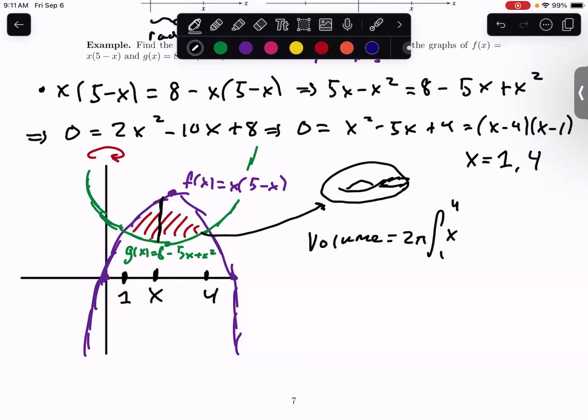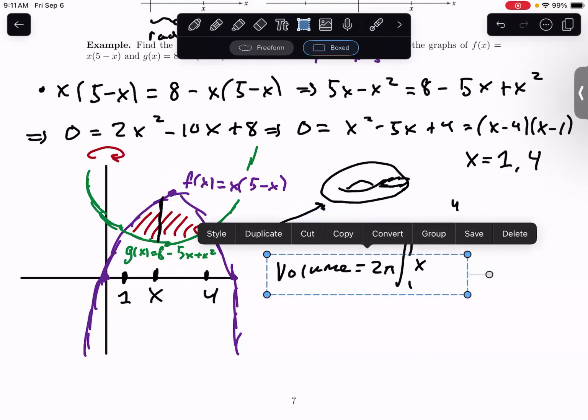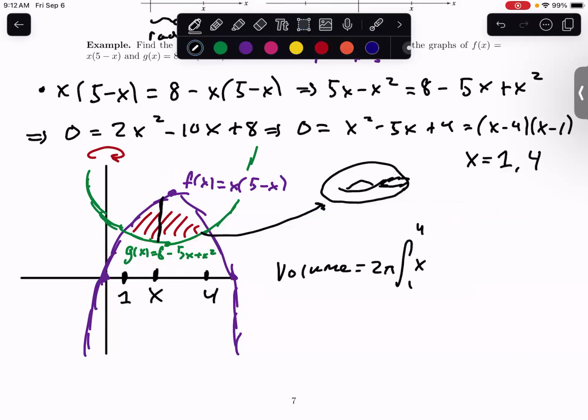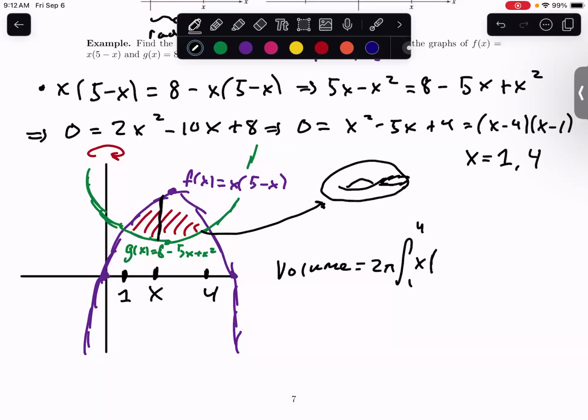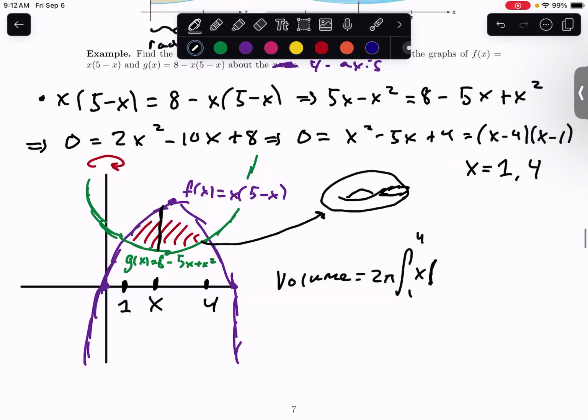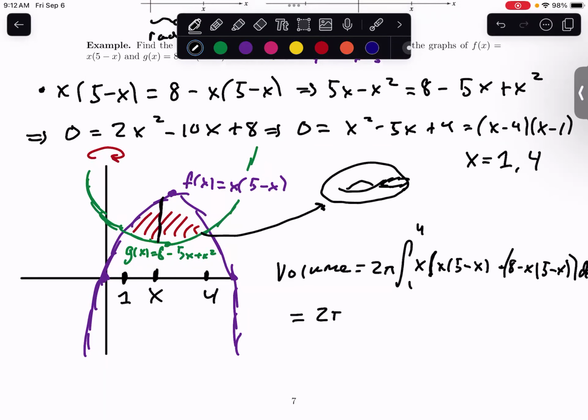And so this is going to end up being equal. So I'll write it out in this way first, and then I'll simplify, just to make sure everything's clear. Right, so this is going to be parentheses, we have f of x minus g of x. So this is going to be x times 5 minus x subtracted by this 8 minus x times 5 minus x dx. And so if you simplify, like you combine like terms, multiply things out, you end up getting this is going to be minus 2x cubed plus 10x squared minus 8x.